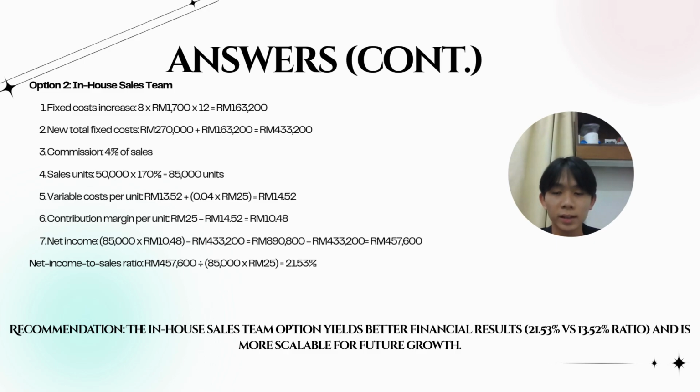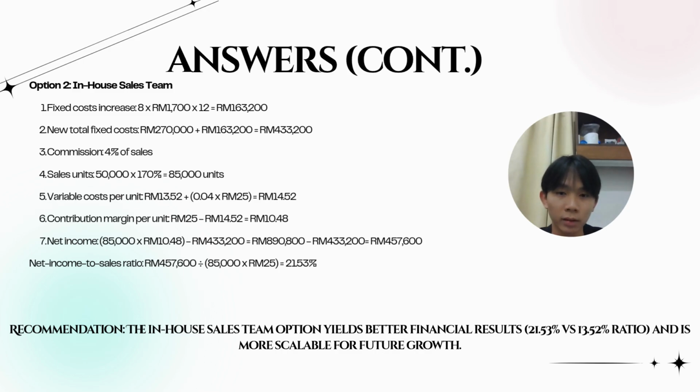So we are using the same formula, and our final unit will be 85,000 units. And for our variable cost per unit, 13 ringgit 52 cents, we plus 4% commission times 25 ringgit. So we can get 14 ringgit 52 cents. For our contribution margin per unit, 25 ringgit minus 14 ringgit 52 cents, and we can get 10 ringgit 48 cents. And next, our net income is 85,000 units times 10 ringgit 48 cents, minus our total fixed cost of 433,200 ringgit.